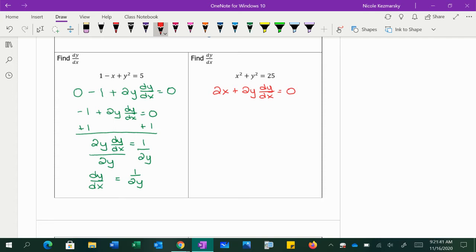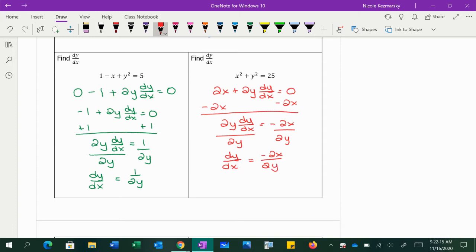So then we're going to isolate the dy/dx because that's what the instructions say. So we'll subtract 2x and get 2y dy/dx equal to negative 2x. We'll divide by 2y and get dy/dx equal to negative 2x over 2y, which is fine to leave as an answer, but it also simplifies because the 2's will cancel. So it simplifies into negative x over y.